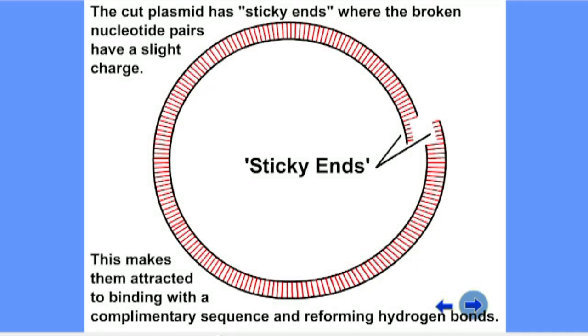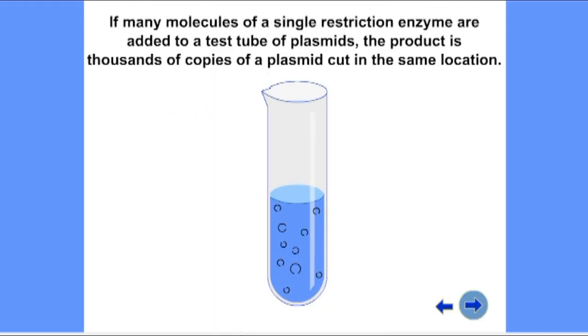So the cut plasmid has sticky ends. After the completion of the activity of the restriction enzyme, the plasmid is cut and it forms the sticky ends. So here this region is called the sticky end, where the broken nucleotide pairs have a slight charge. This makes them attracted to binding with a complementary sequence and reforming hydrogen bonds. So, the formation of hydrogen bonds.